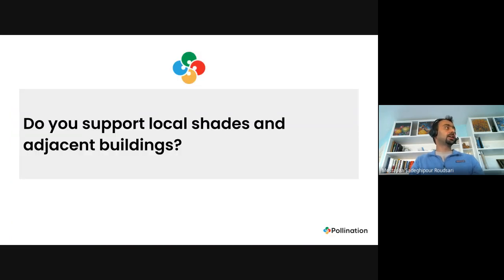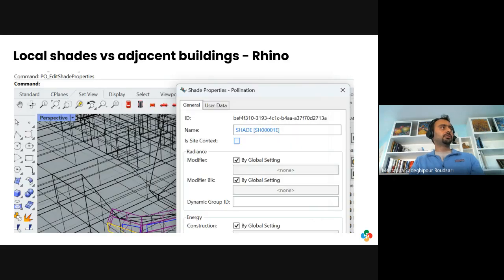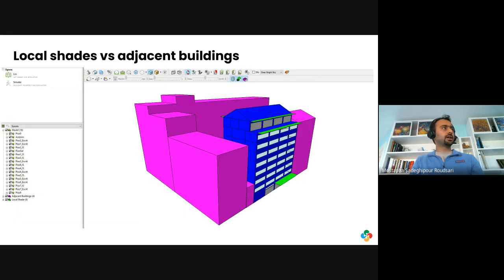Do you support local shades and adjacent buildings? Yes, we do. I already showed it. In Revit, you just set that detached versus not being detached. In Rhino, you select the geometry and you set if it's a local shade, and they will be exported as local versus adjacent building.